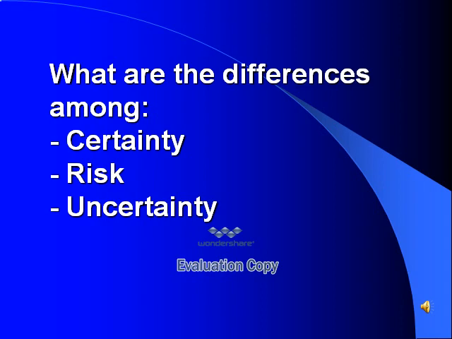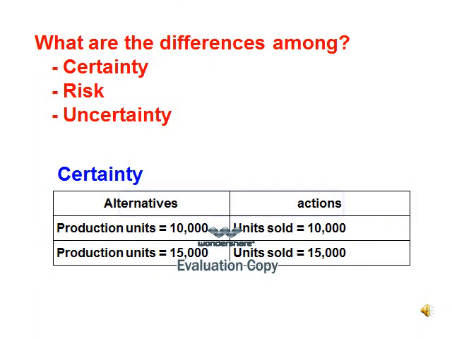What are the differences among certainty, risk, and uncertainty? Under certainty, the company has many alternatives. Any alternative has one action. For example, if the production units equal 10,000, so the units sold will be 10,000. If the production units equal 15,000, so the units sold will be 15,000.